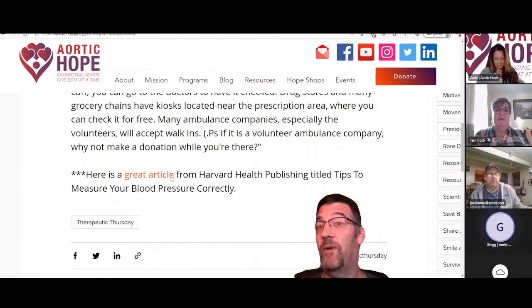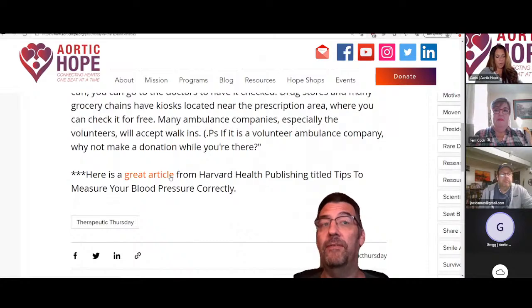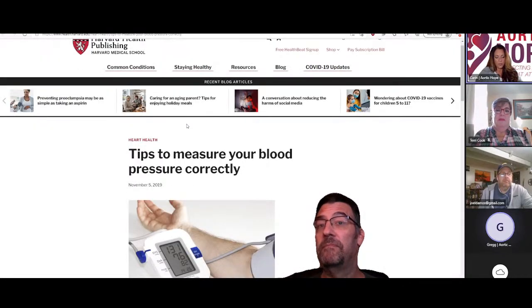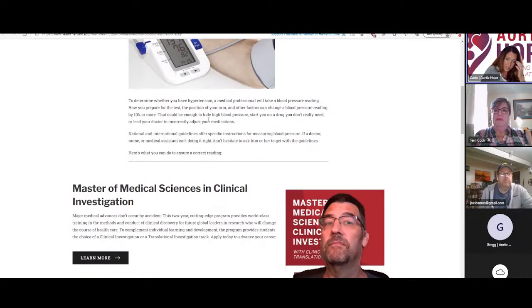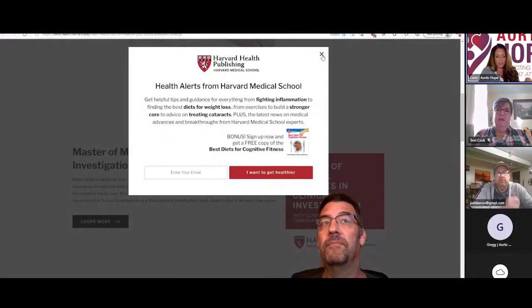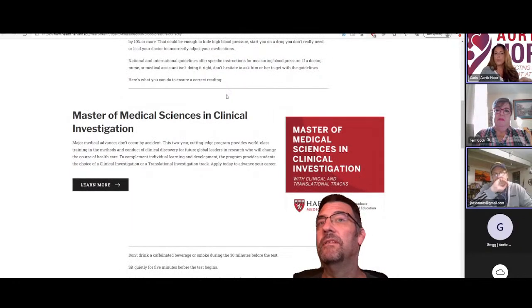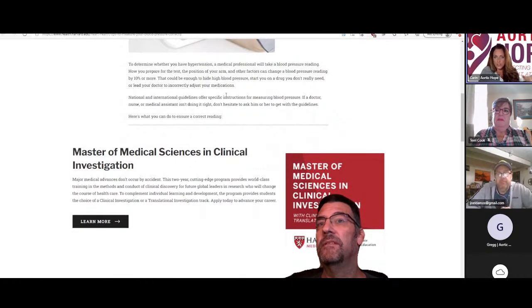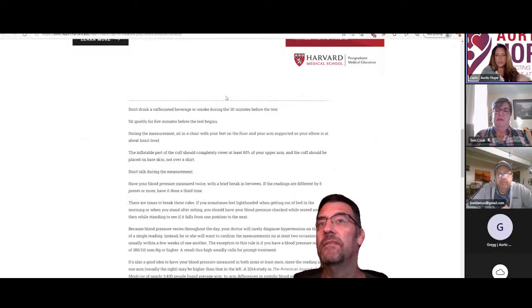And here's a great article in the link that we provide from Harvard Health Publishing titled Tips to Measure Your Blood Pressure Correctly. We get a lot of this from Dr. Fisher. She's so great in going over some specific examples about blood pressure readings. And as she said, there really should never be a difference between your wrist cuff or your arm cuff. Just make sure you go and have it calibrated, number one.